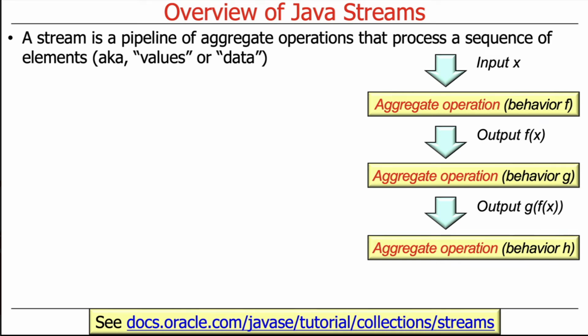A stream is a pipeline of aggregate operations that process a sequence of elements, sometimes referred to as values or data. Sometimes these elements are objects, but it's best to think of them as something other than a classic object, although sometimes they are classic objects. And as you can see here visually, you have input that goes into the first aggregate operation, which applies a behavior that provides output. That then goes as the input to the next aggregate operation, which then provides output, which goes into the next aggregate operation, which provides output, and so on and so forth.